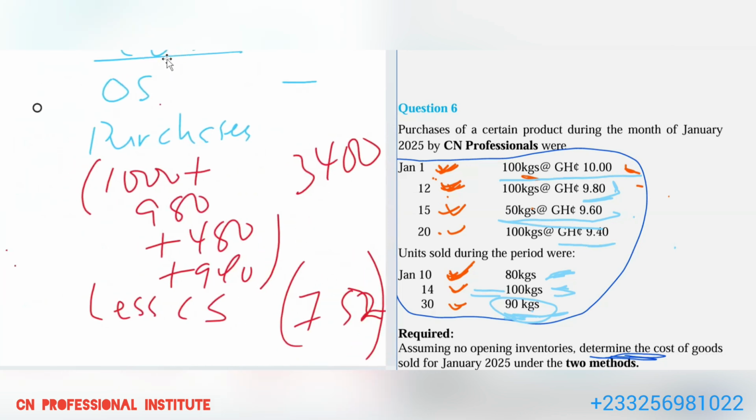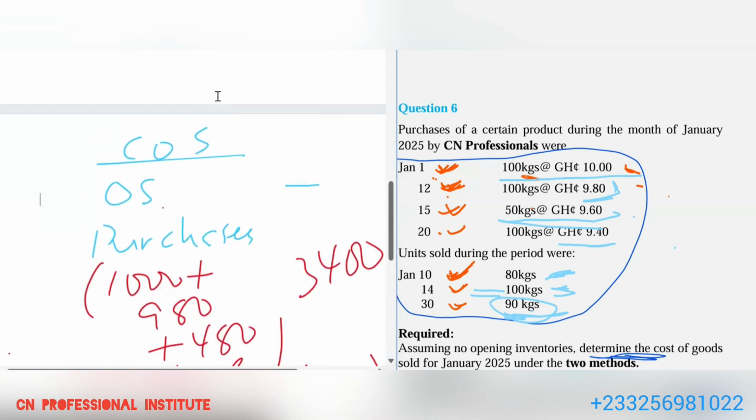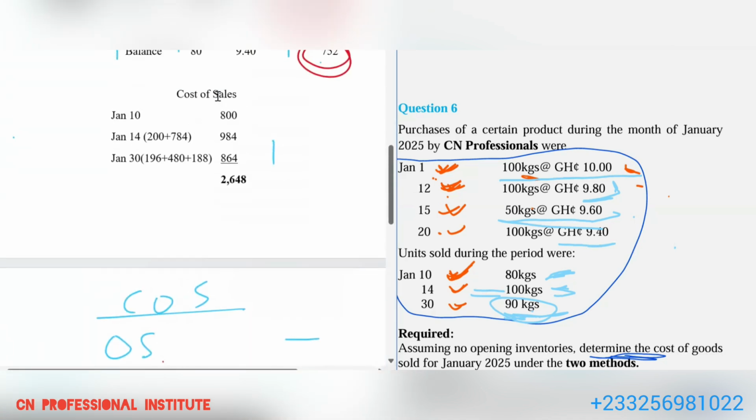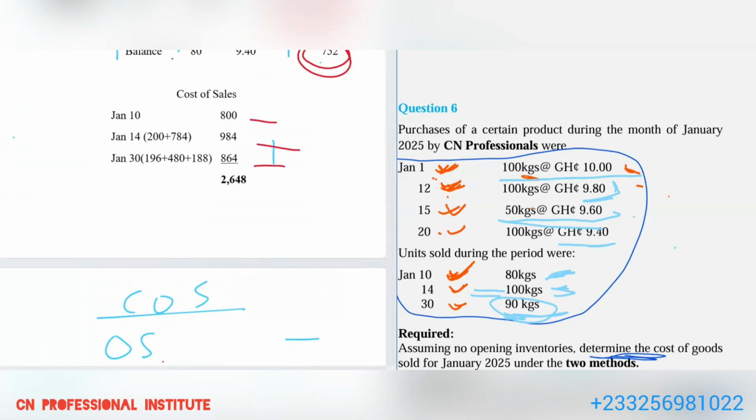You just have to subtract, and you get the same answer, the same 2,648. So you can do this to get your cost of sales. As simple as that. So that's our cost of sales, 2,648. We said we can either use opening stock, add purchases, less closing stock, or we can just add all the issues in the question, this 800, this and this, sum all, and we get this.